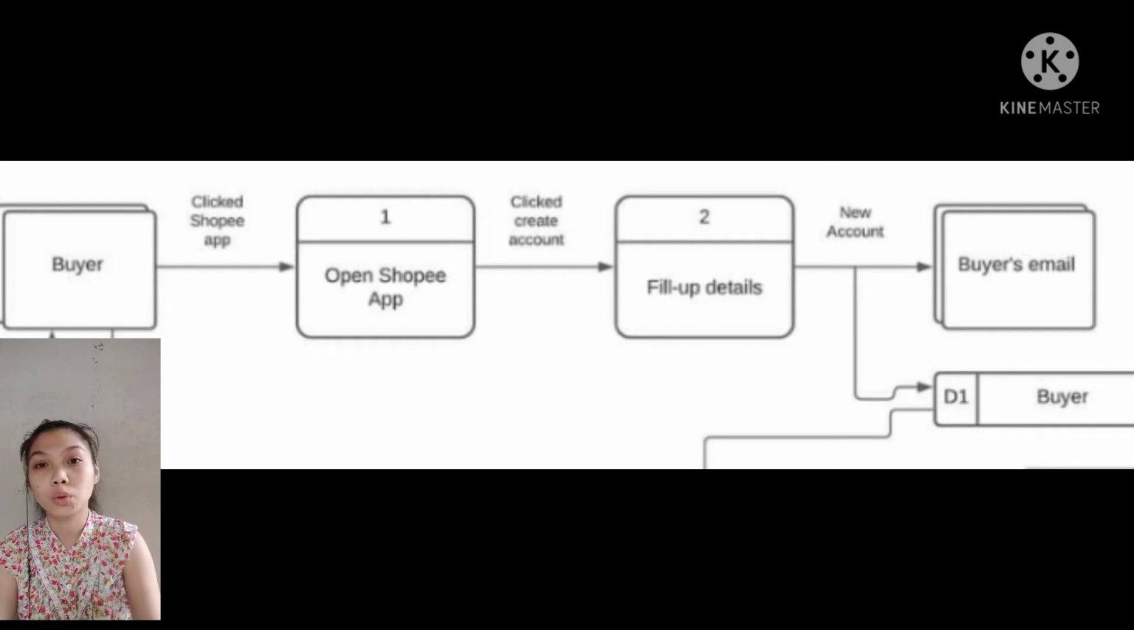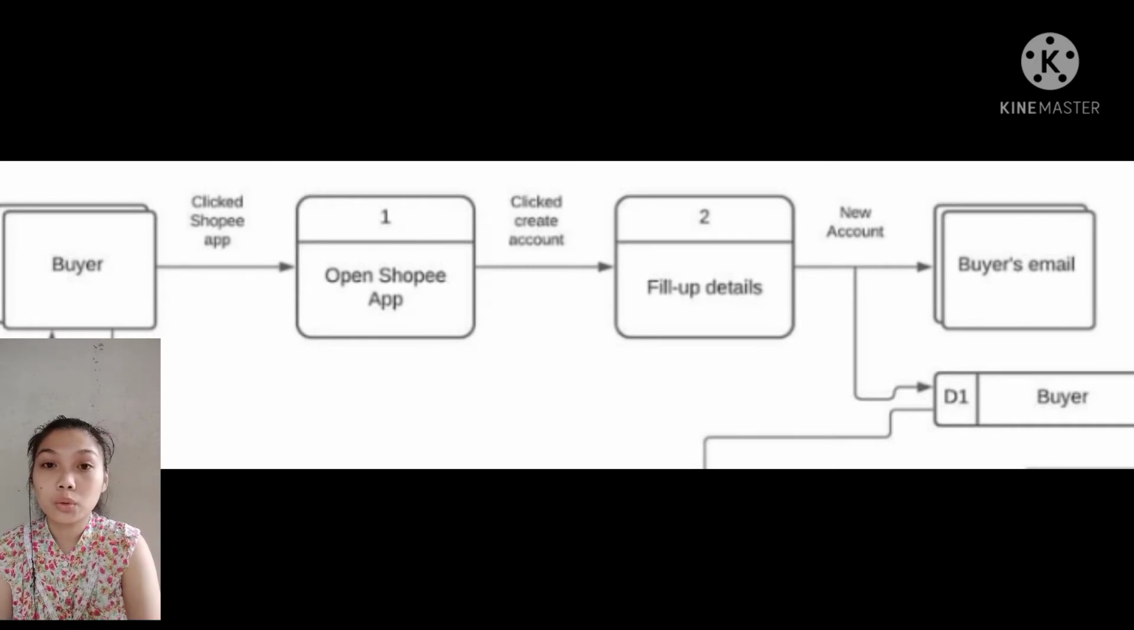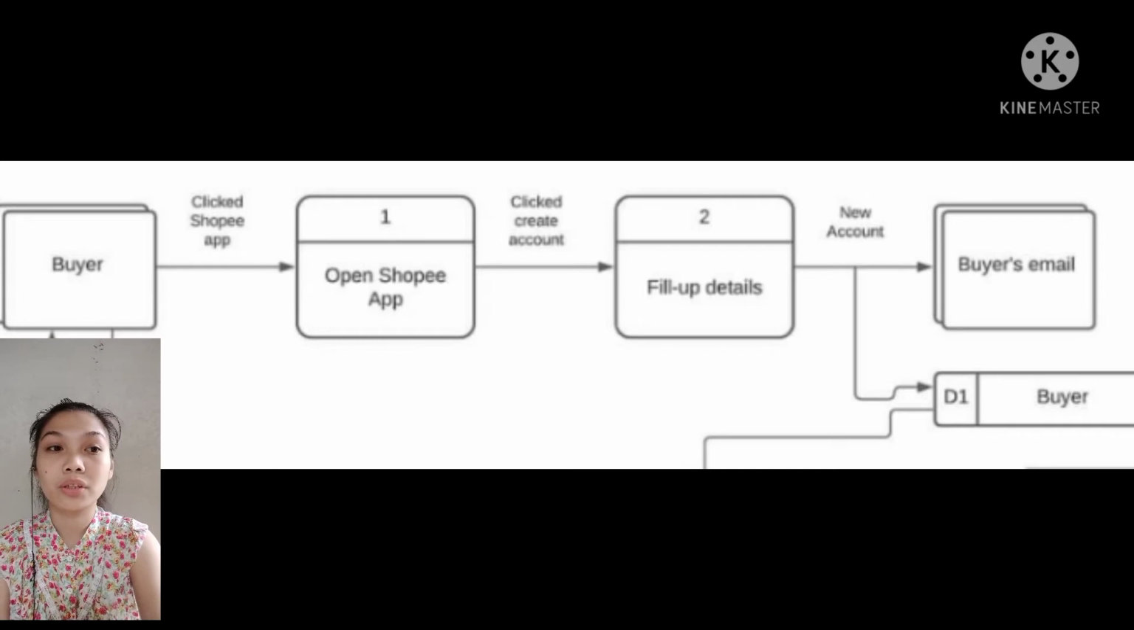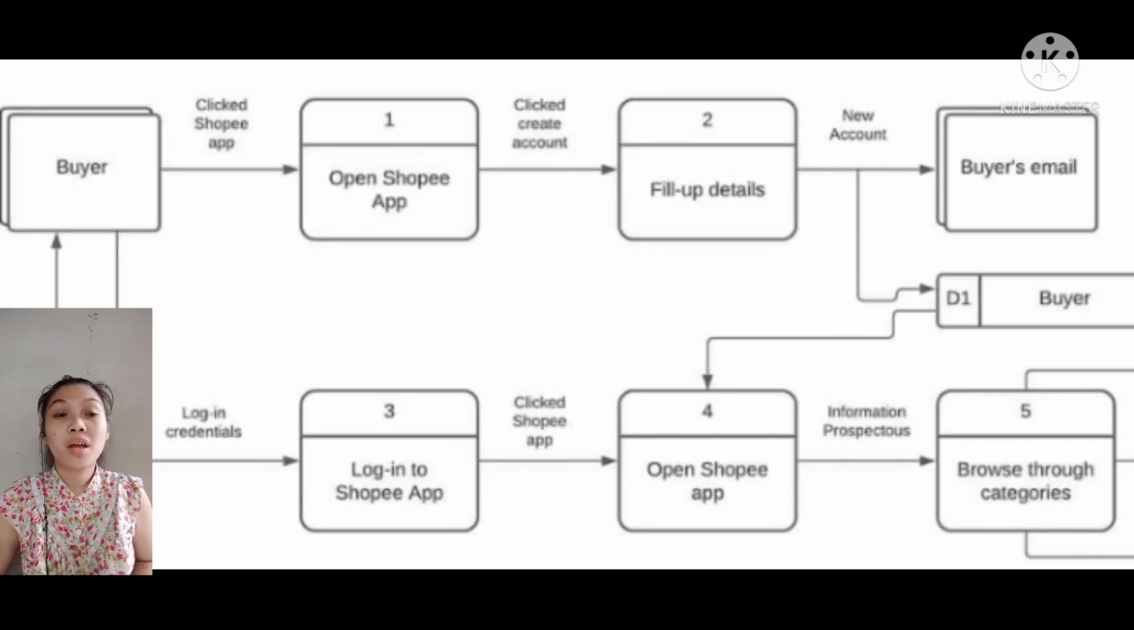Then we're going to go through process 2, which is to fill up the details. From process 1 to 2, in the middle of it, we must click create an account. Then when we finish process number 2, we will go to the buyer's new account.